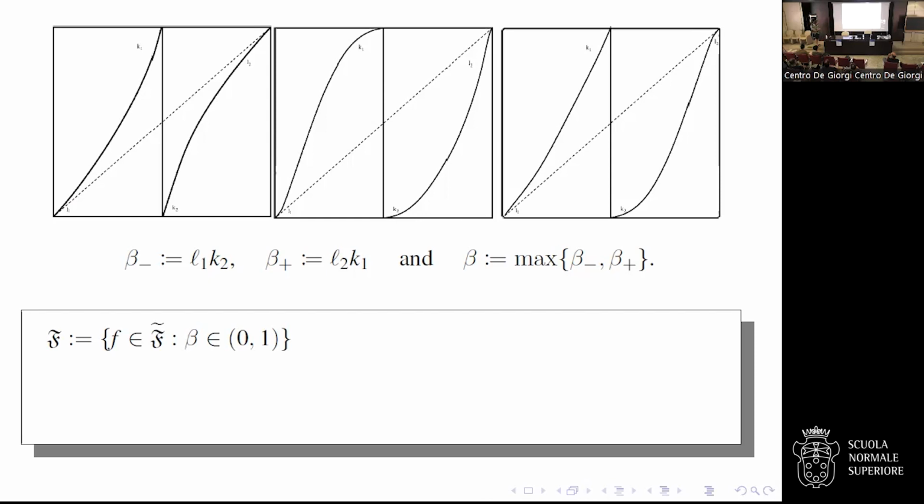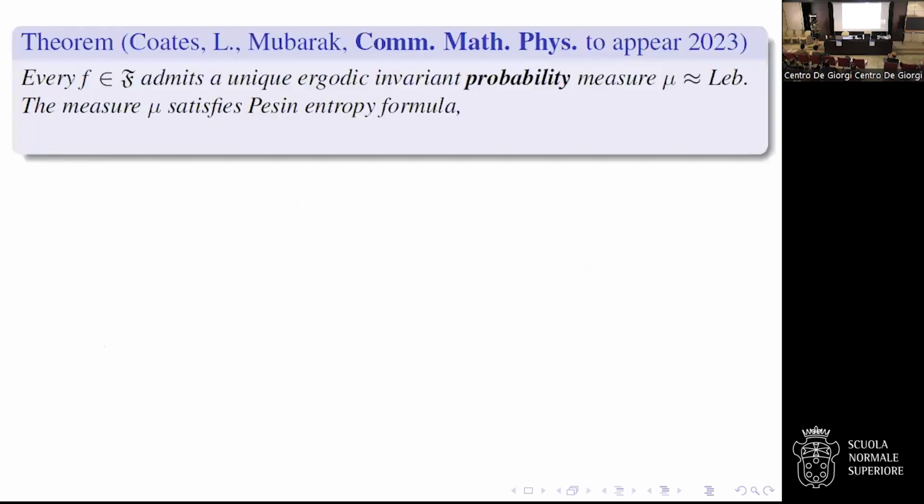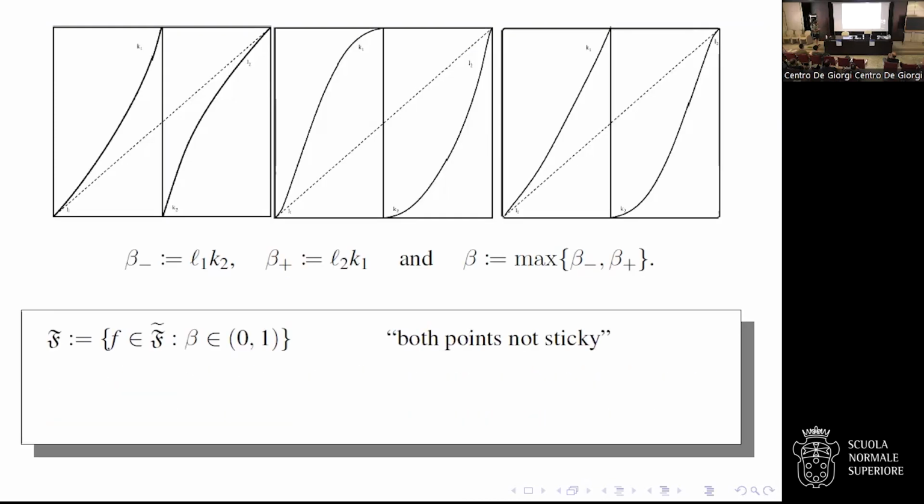The first one, where beta is just, for convenience, the maximum of these two. So we define, first of all, the family F, which is where beta is in (0, 1), which means that both points are in (0, 1), which in some sense is not sticky, right? Continuing the analogy with the intermittent fixed point, it's small. In other words, both beta minus and beta plus are small.